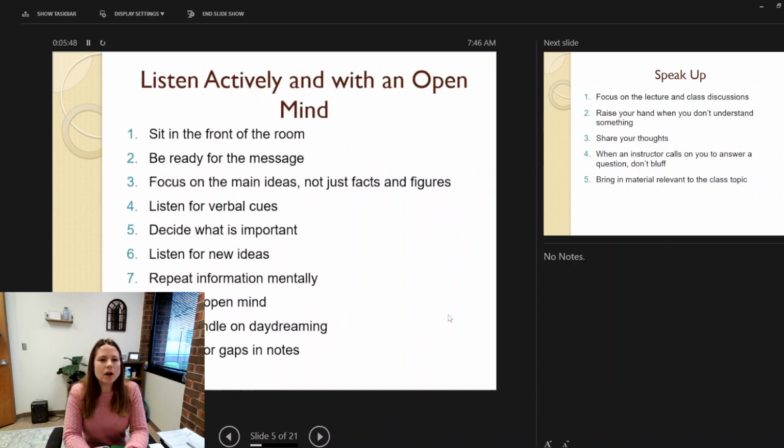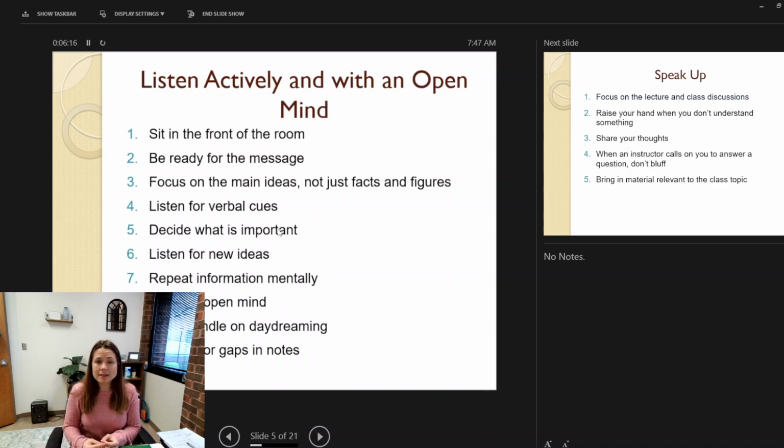Whenever we're talking about listening skills or listening actively, we want you to be more open-minded. So what does that look like? Well, it gave us some really neat tips on how we can open our mind and how we can become a better listener, something all of us need to work on. So are you sitting in front of the room? Are you ready for today's lecture? Focus on the main ideas, not just facts.